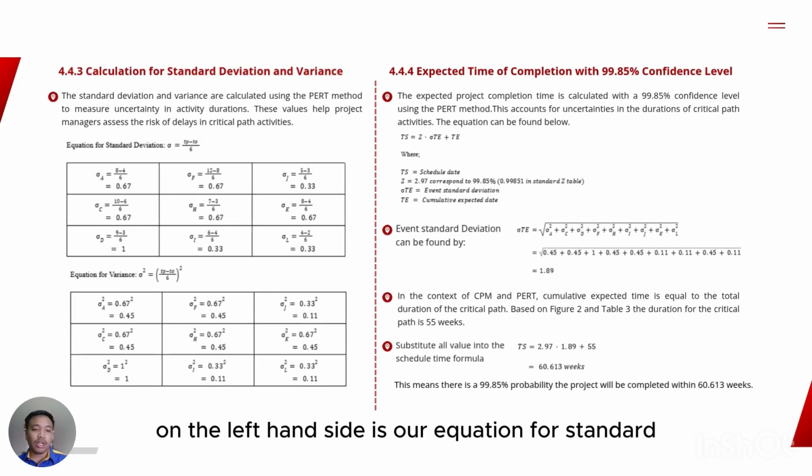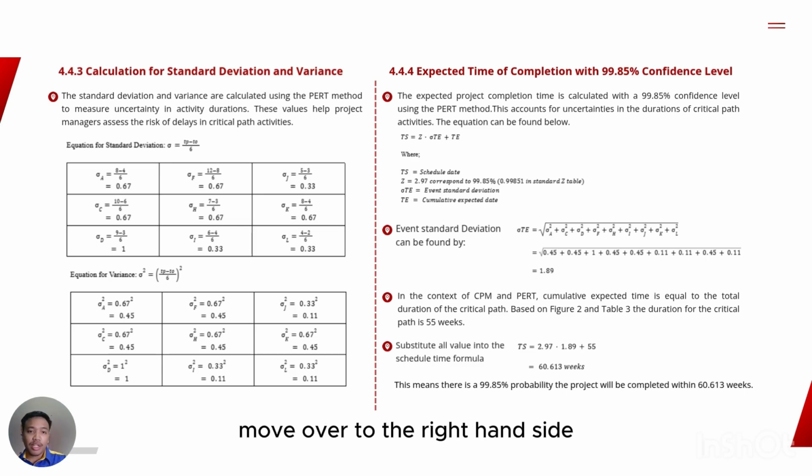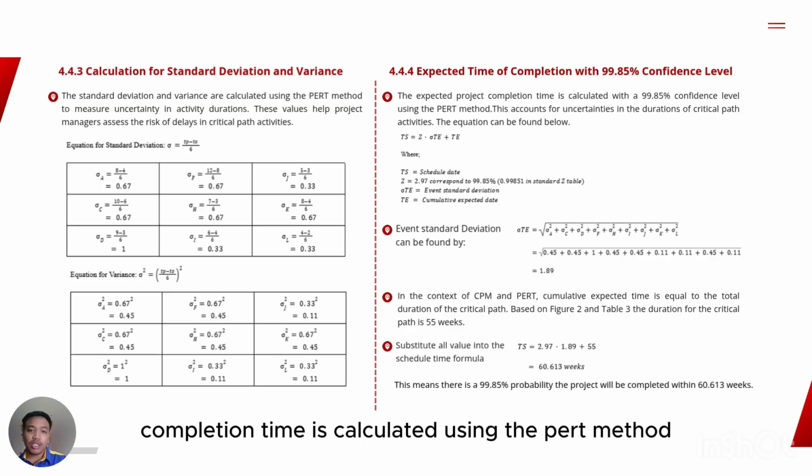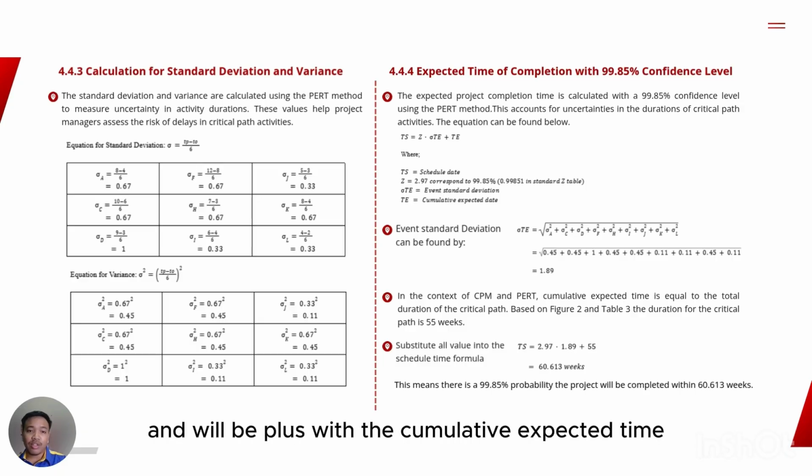As you can see on the left-hand side is our equation for standard deviation, which is (TP - TO) / 6, and the equation for variance is standard deviation to the power of 2. Move over to the right-hand side, the expected time of completion with 99.85% confidence level. The expected project completion time is calculated using the PERT method, and the equation can be found below, which is schedule date equals Z times the event standard deviation plus the cumulative expected time.